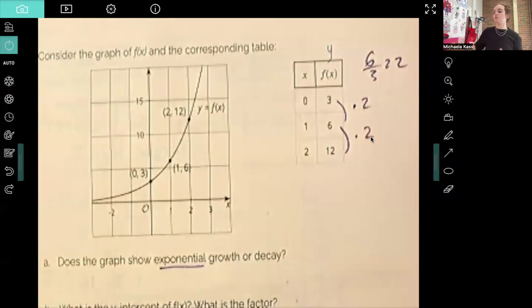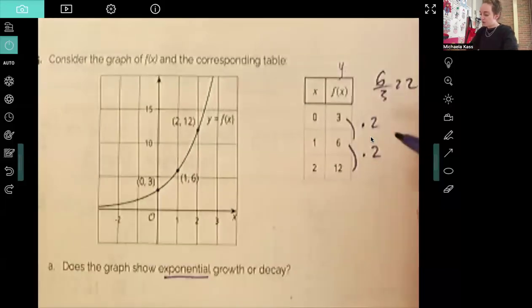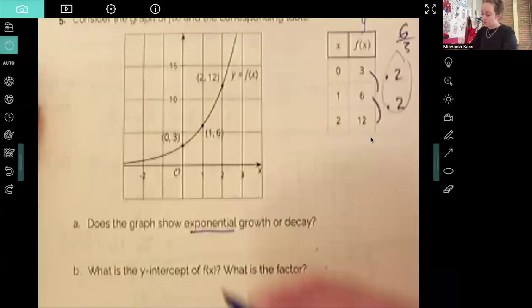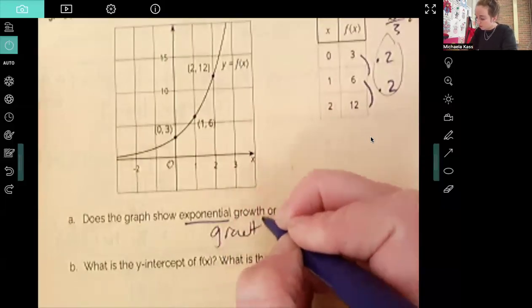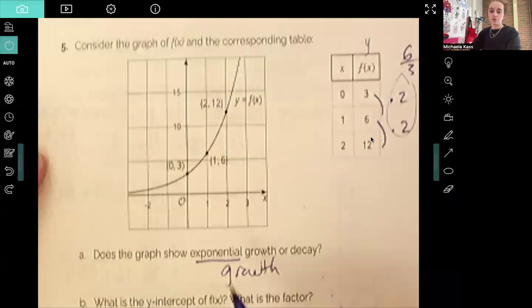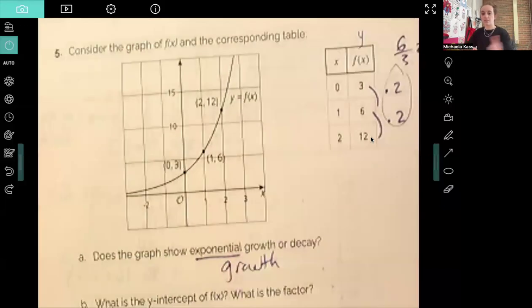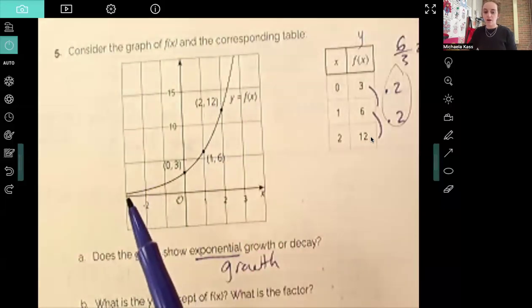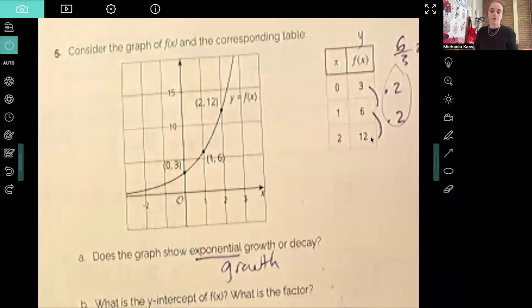And you can check it. Type in your calculator, 3 times 2, 6. 6 times 2, 12. You get the answer. So 2 is our growth factor, which means it's larger than 1, which means it is growth. Another way of seeing this is just noticing, hey, from left to right, because that's how you read, our graph goes up. So it must be growth.